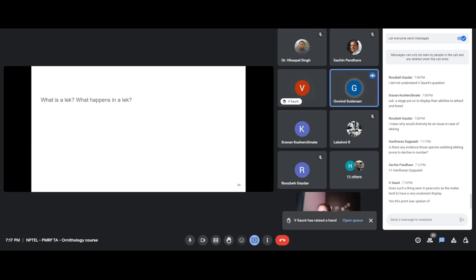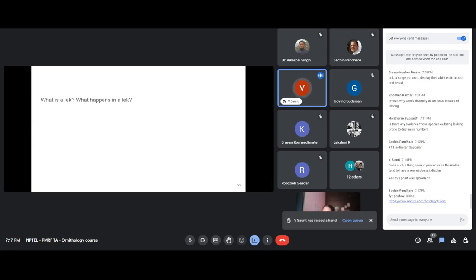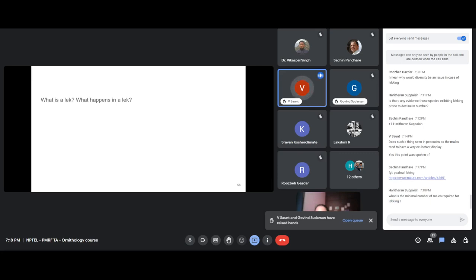Sure. I had another question, if I may ask. This is not exactly literal lekking, but it is about sexual selection. Since in most bird species, or even in most other animals, we have the males doing the display and the female choosing the partner, how does the male know which is the one? There could be many females.